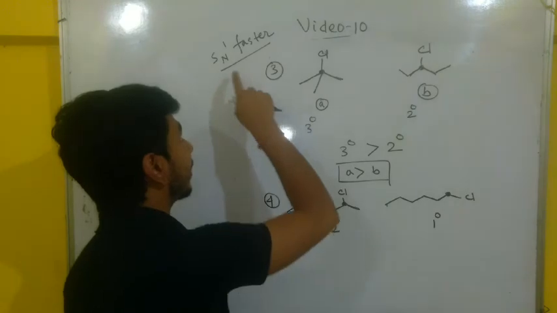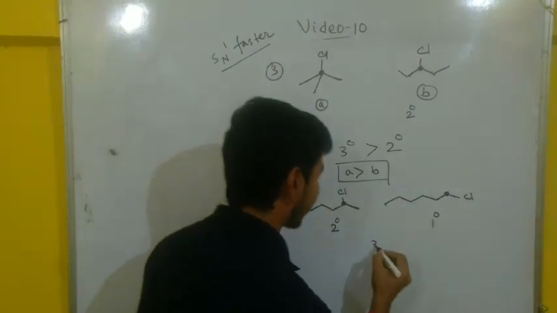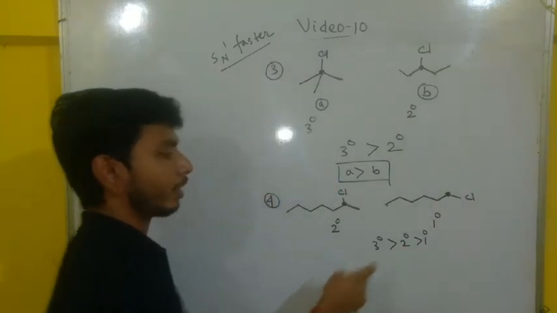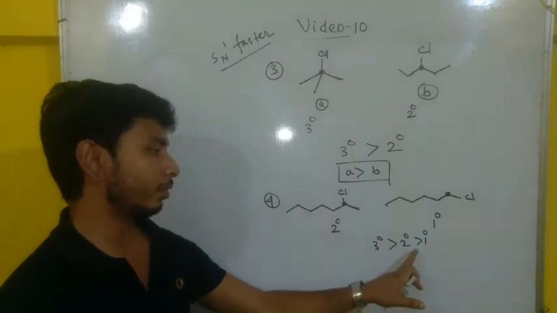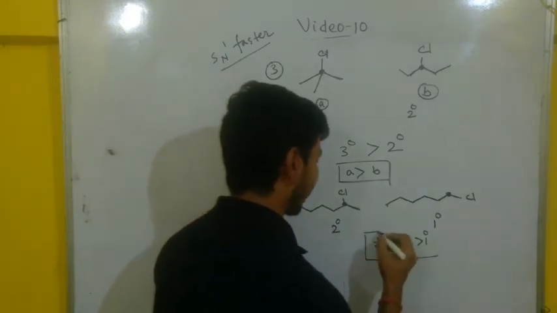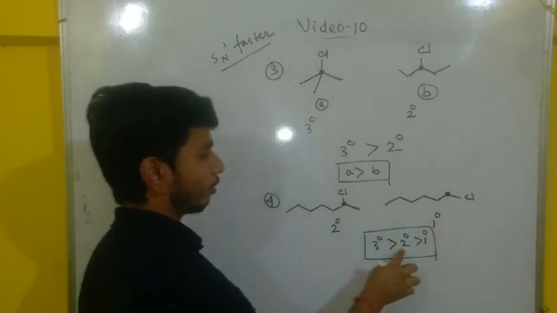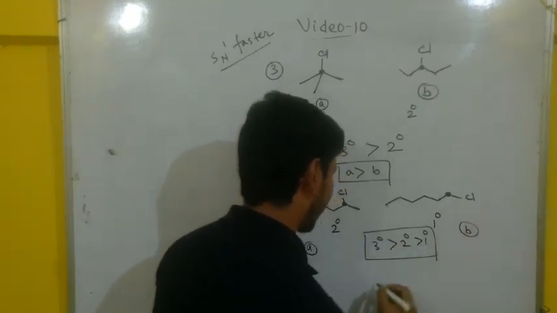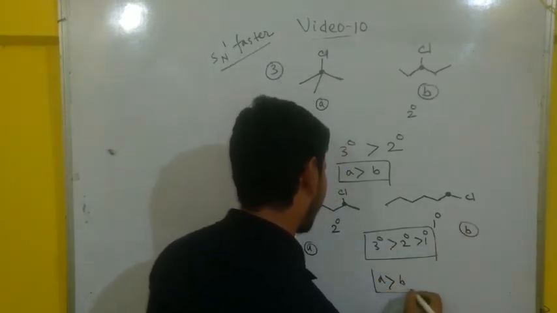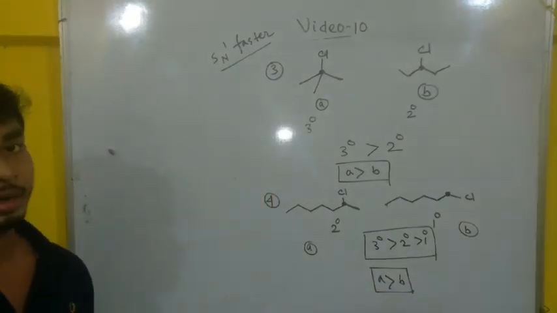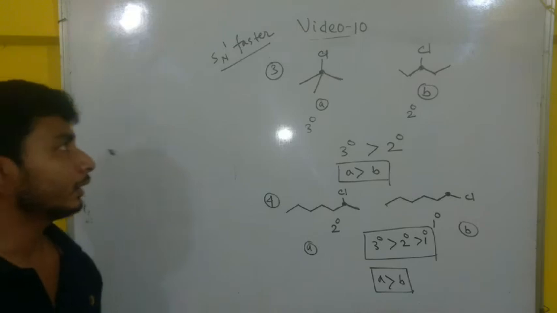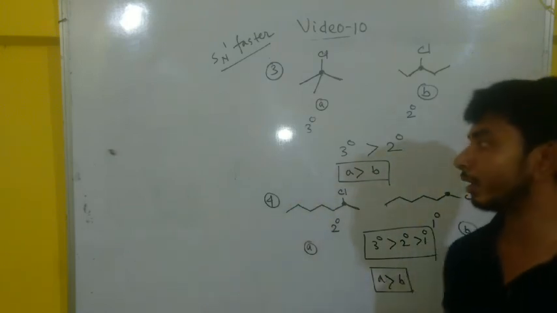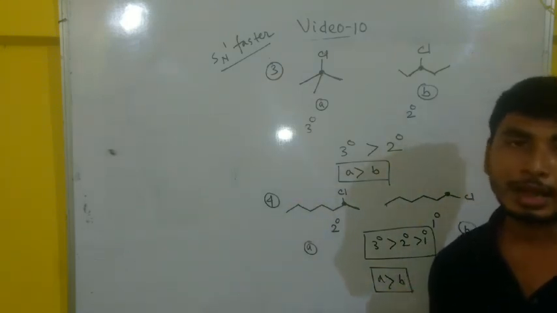We are discussing SN1. We know that in SN1, 3 degree is more reactive than 2 degree, which is more reactive than 1 degree. This is the reactivity order in SN1. Here we have 2 degree and 1 degree, and 2 degree is more reactive than 1 degree. So A is more reactive than B towards the SN1 reaction. By considering this factor, we can decide which one will react faster in SN1 and which one will react faster in SN2.